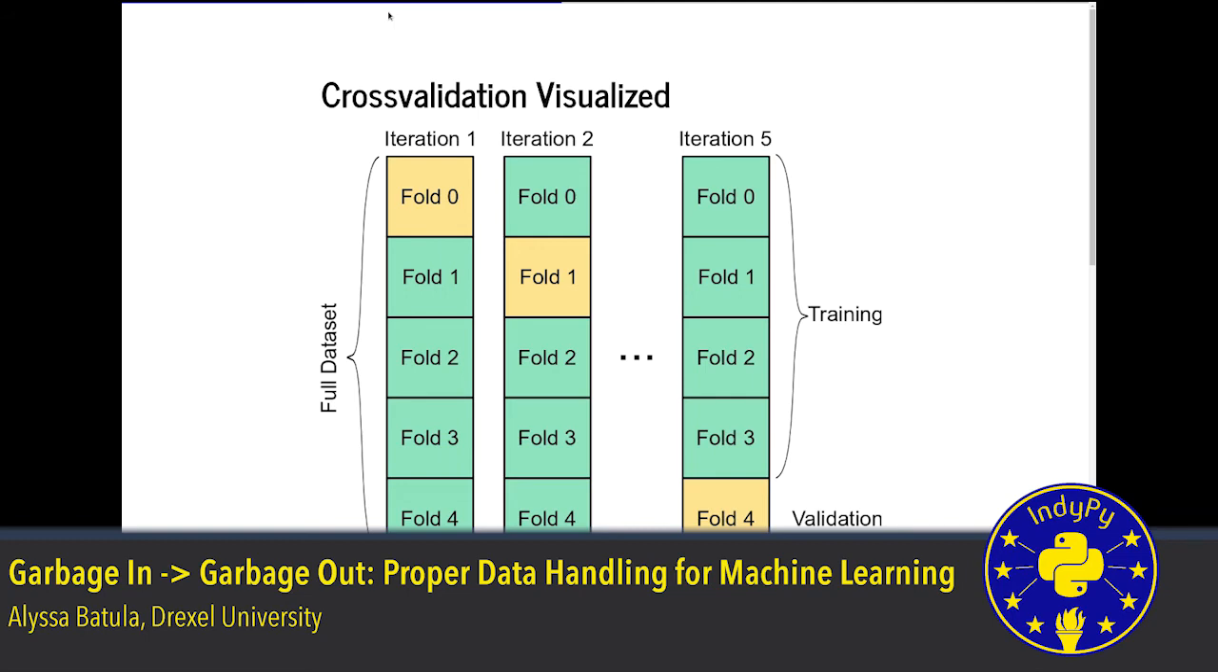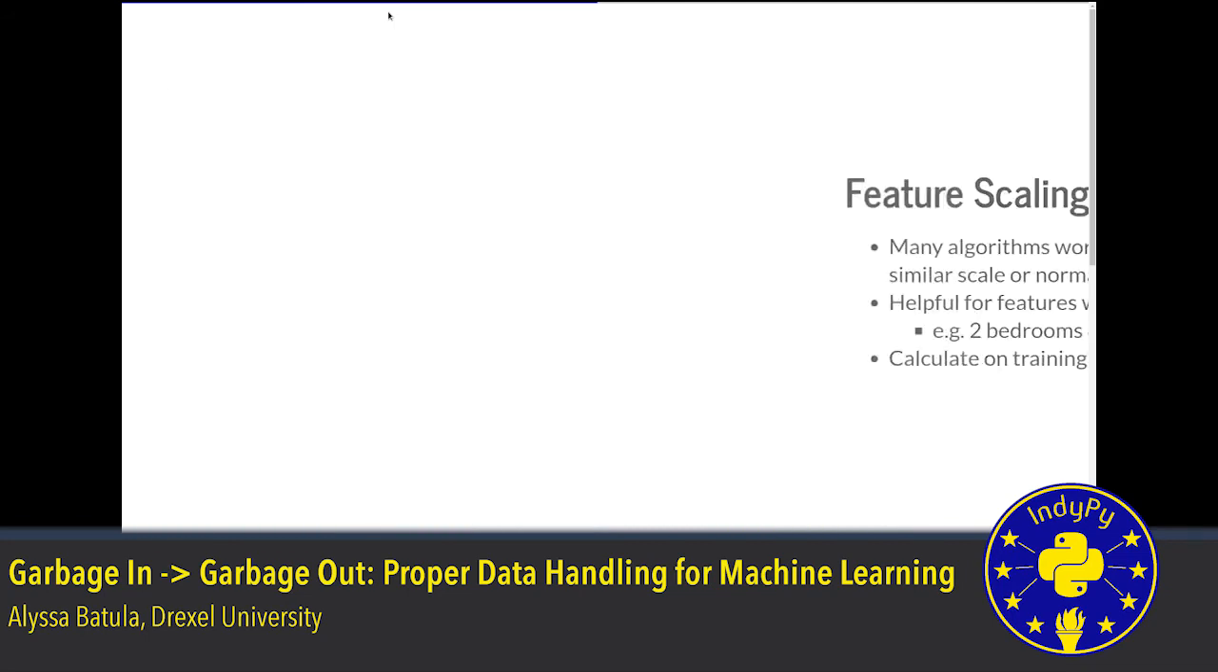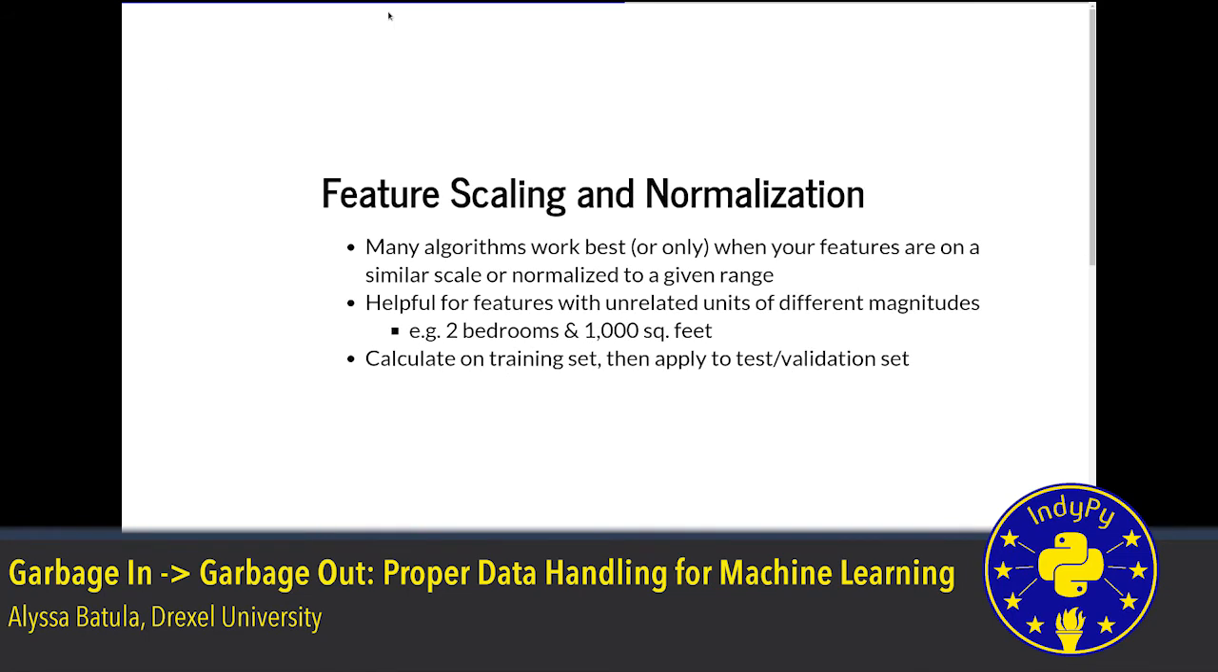So now that we've divided it into our various training sets, some algorithms require you to do a couple extra steps to process your data before it'll work properly. Some will work best or will only work if your features are on a similar scale or normalized to a given range. This is especially helpful for features that have unrelated units and are very different in magnitude. So for example, for a data set about house information, 2 bedrooms, 1,000 square feet. They're very different in orders of magnitude, but they're not very different in terms of importance.